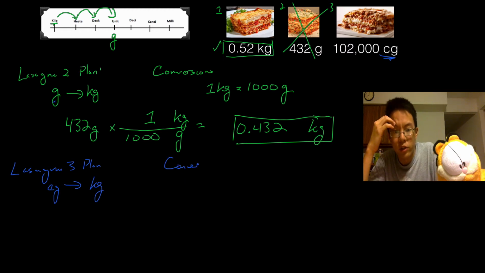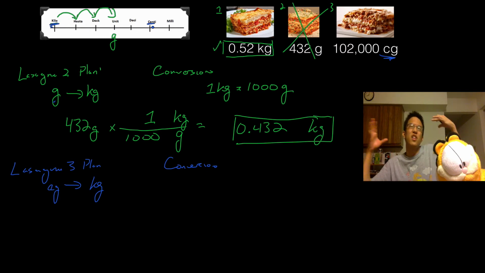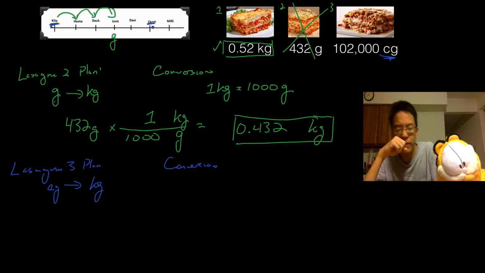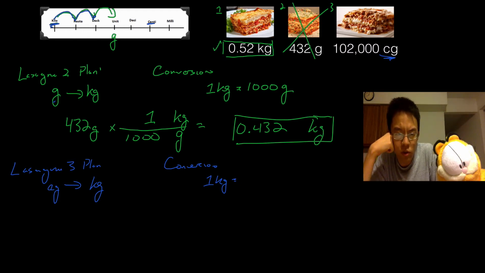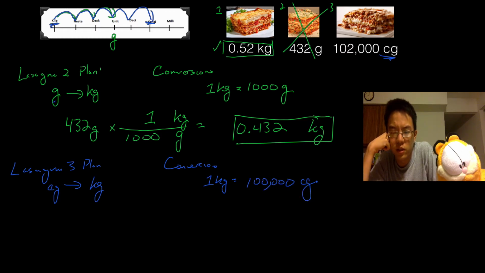Thinking about my conversion, similar thing. See kilograms here, I see centigrams here, so I'm thinking, okay, kilogram, there's got to be a lot of little centigrams in the kilogram. So we're going to zoom in. 1 kilogram, and in 1 kilogram there are 10, 100, 1,000, 10,000, 100,000 centigrams. Right? And now I just set up the same thing. I know I have 102,000 centigrams. I know I'm trying to get to kilograms.